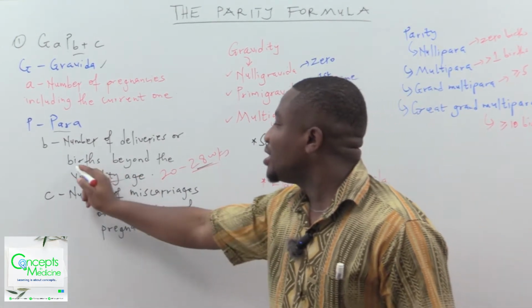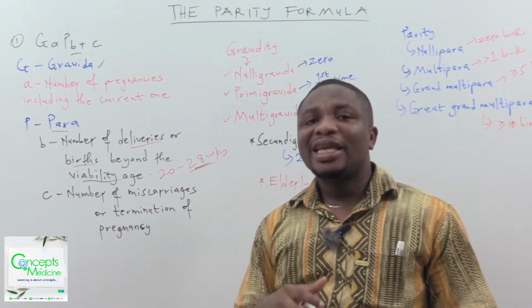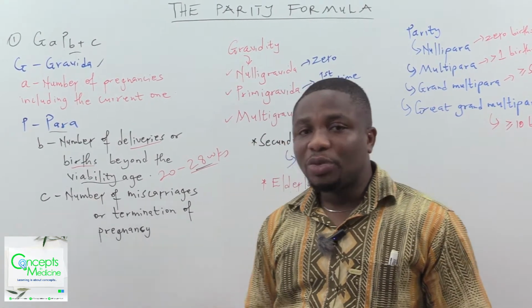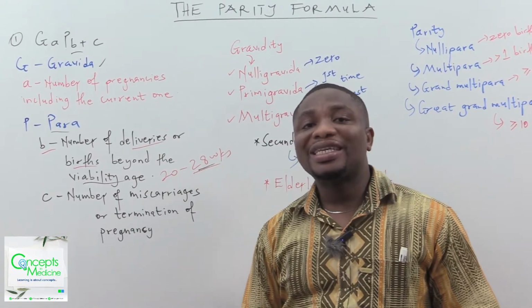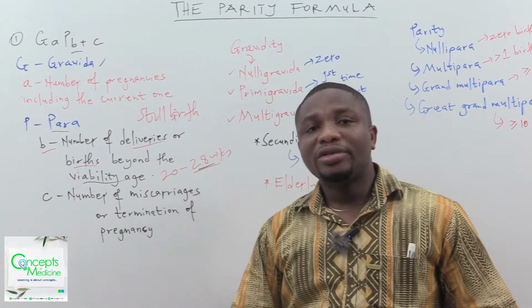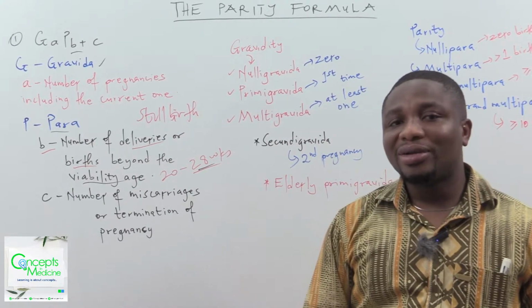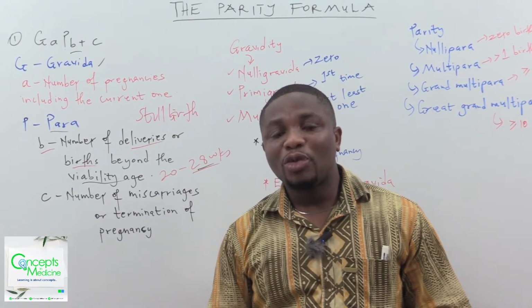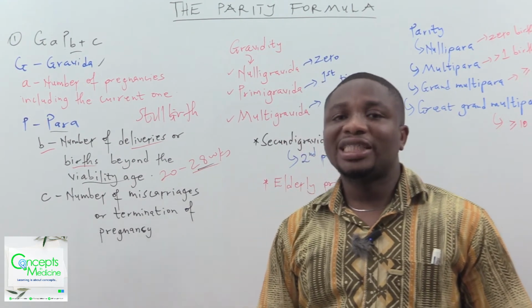But again, you should take note that for births or deliveries, it does not matter the outcome. If I say it does not matter the outcome, it means whether born alive or dead, it will be counted as what? The B, whether dead or alive. If it is dead, we are looking at a stillbirth. So for stillbirth, they go beyond the viability age. Any stillbirth is beyond the viability age, and that will be counted as part of the B, because for B, it is irrespective of the outcome. If it is a stillbirth, that is dead, we will count it. If it's alive too, we will count it as B.